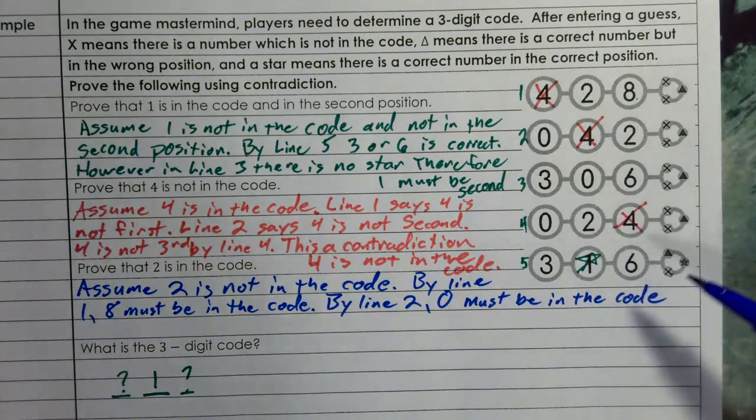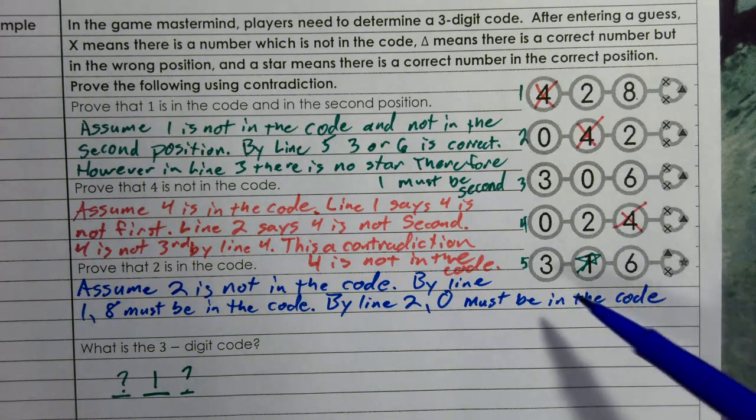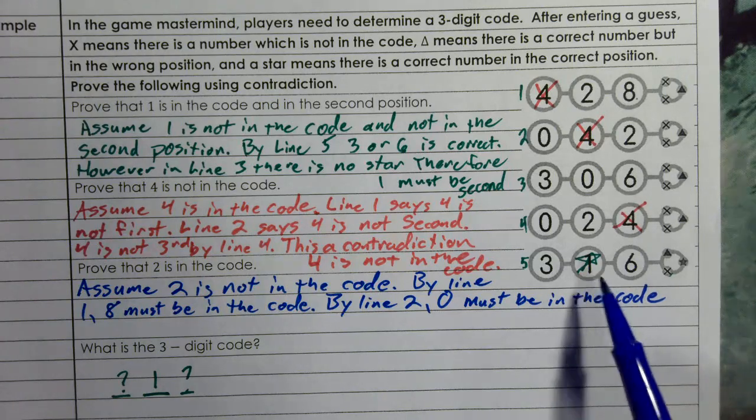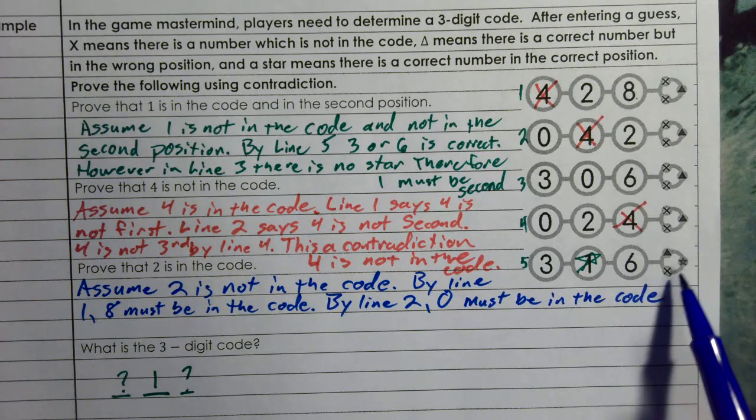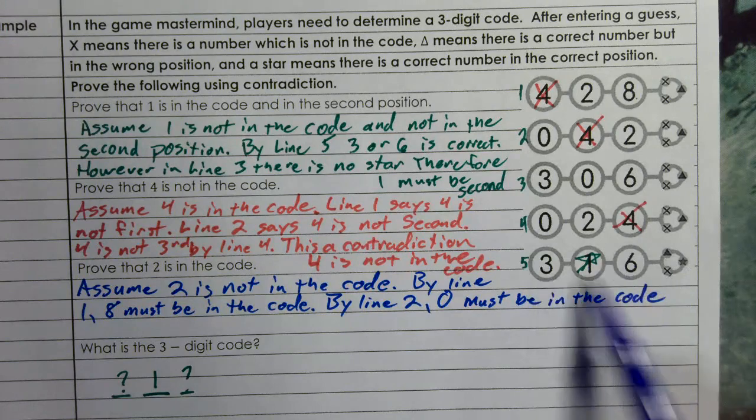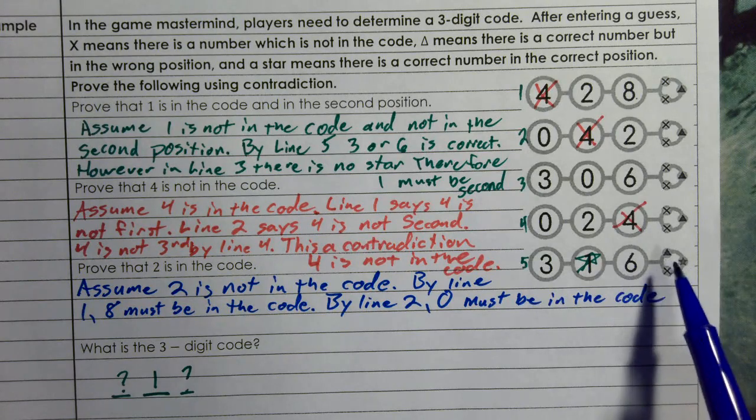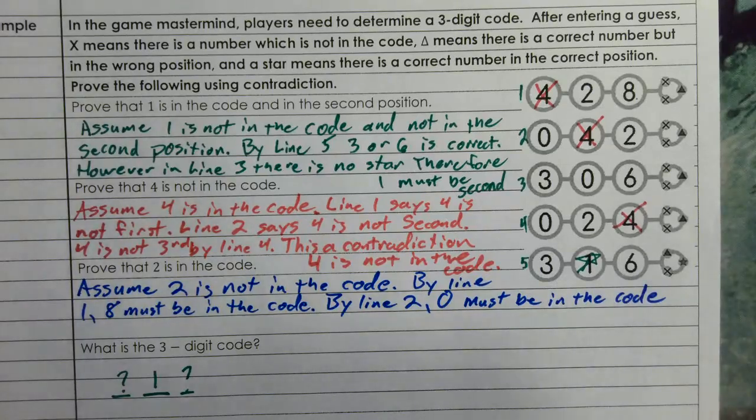Okay. When we get down to here, uh-oh, we ran into a problem. So we know 1 is in the code, so that's a star. And then X, one of these is not in the code, but then there's one more. We don't know which one it is, 3 or 6, but it's one more number. It's not 0, it's not 8.